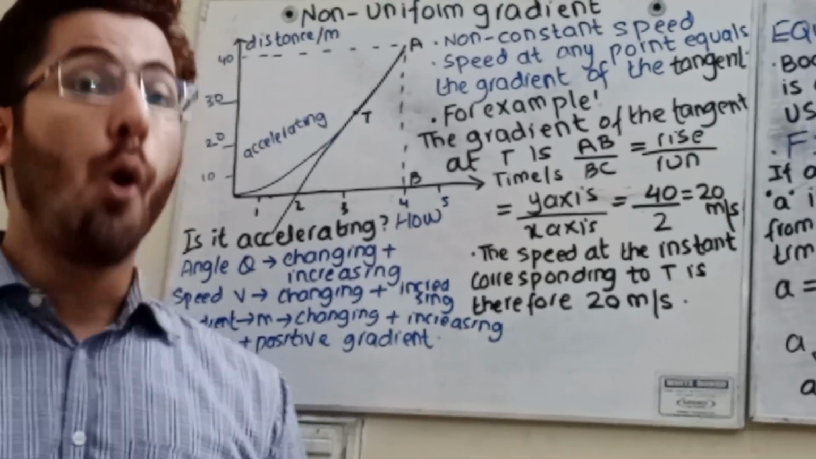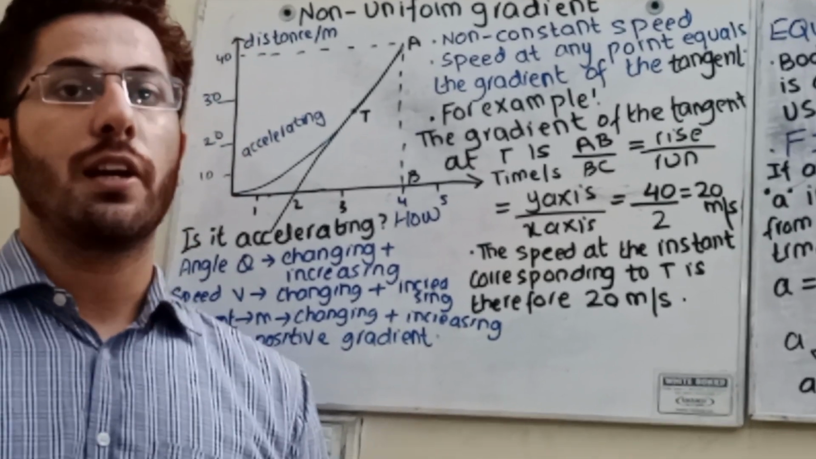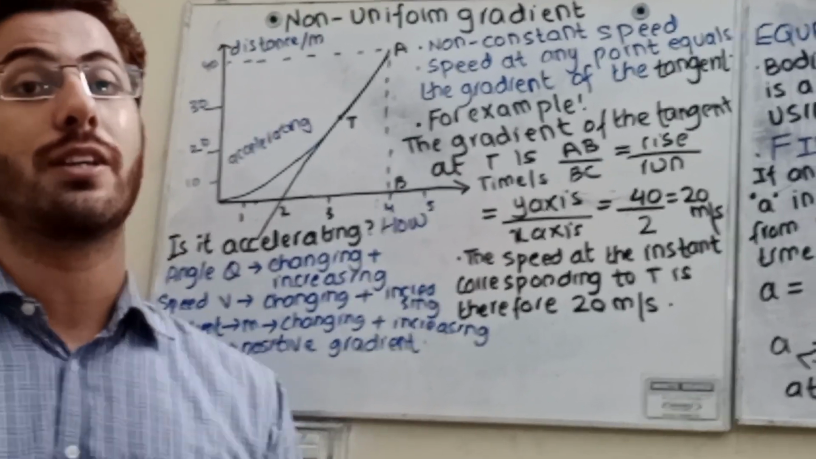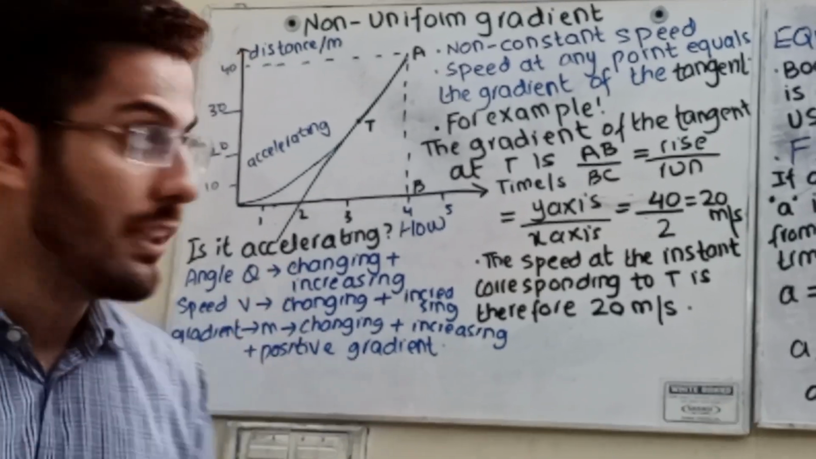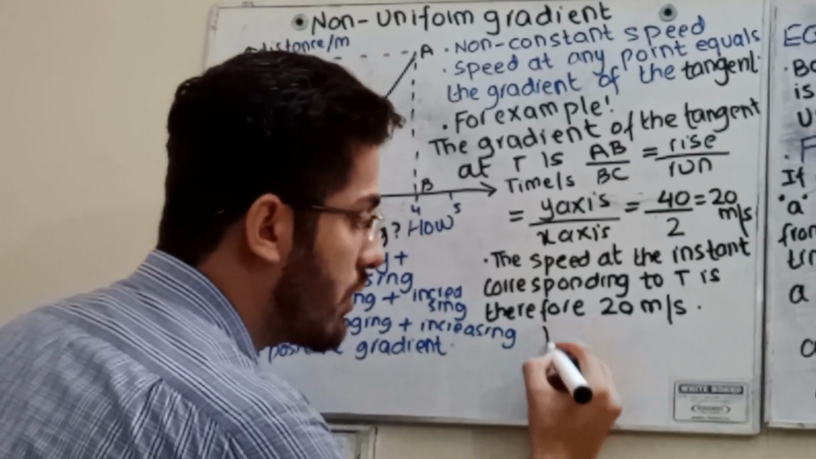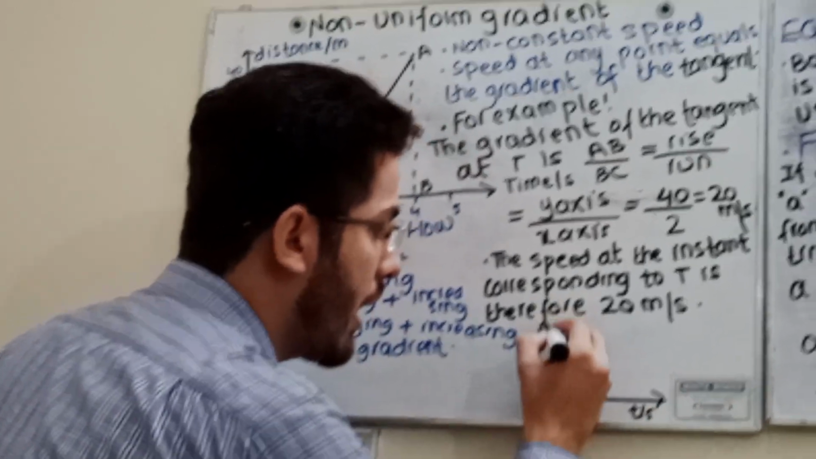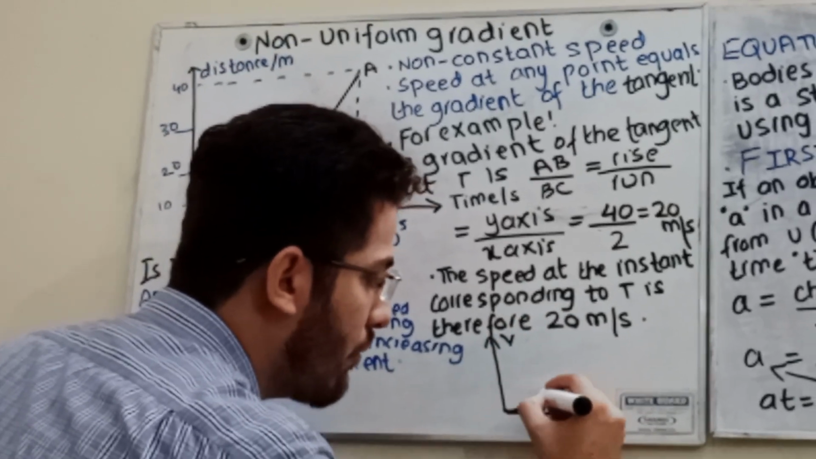Today's video is about how to calculate the gradient of a non-uniform graph, meaning a non-uniform curve. Let's see, students, if you are given this graph, be focused over here. We have time and speed or velocity, and the graph is this.